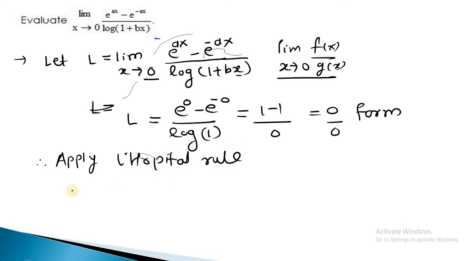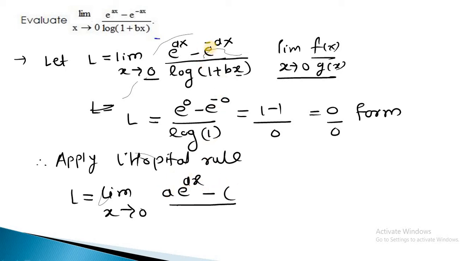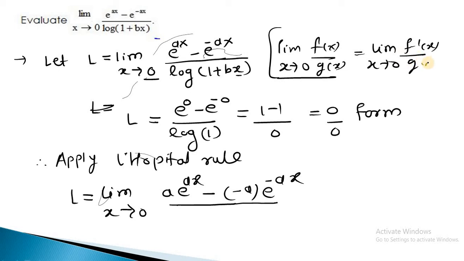So by using L'Hopital's rule or L'Hospital rule, L is limit as x tends to 0 of the derivative of the numerator. The derivative of e raised to ax is a times e raised to ax, minus the derivative of e raised to minus ax, which is minus a times e raised to minus ax, upon g dash of x. If it is 0 by 0 form, then the limit of f of x upon g of x as x tends to a is the limit of f dash of x upon g dash of x.